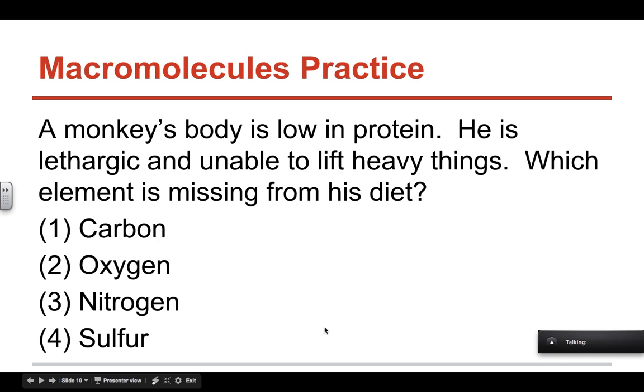Question 2. A monkey's body is low in protein. He is lethargic and unable to lift heavy things. Which element is missing from his diet? So a monkey can't make protein in his body, right? This is kind of a silly example just to demonstrate this. But the monkey can't make protein. Which element is he most likely missing?